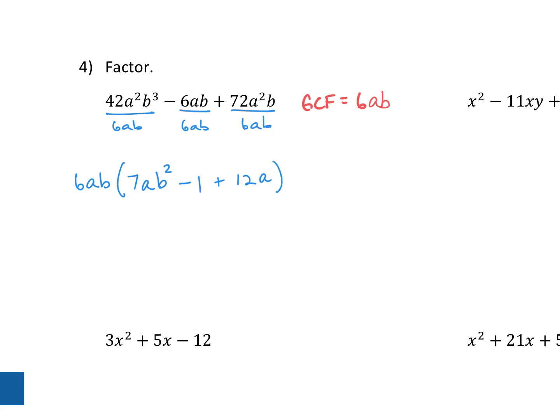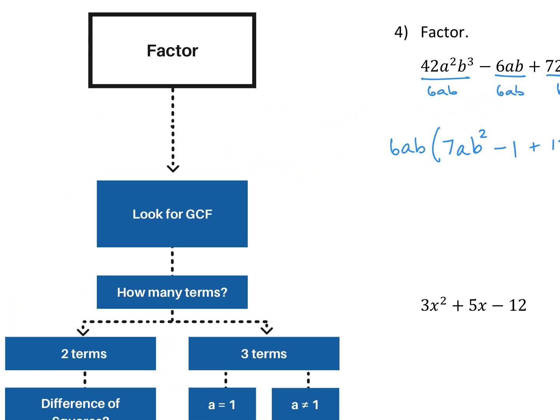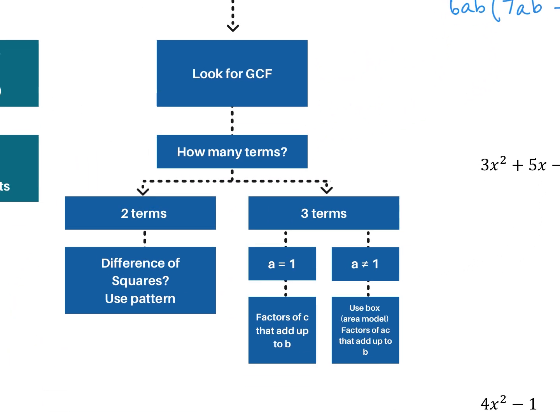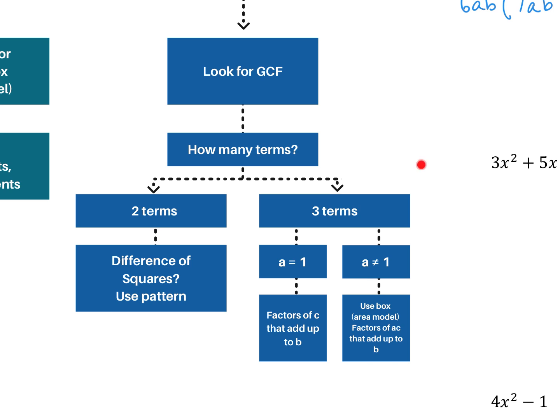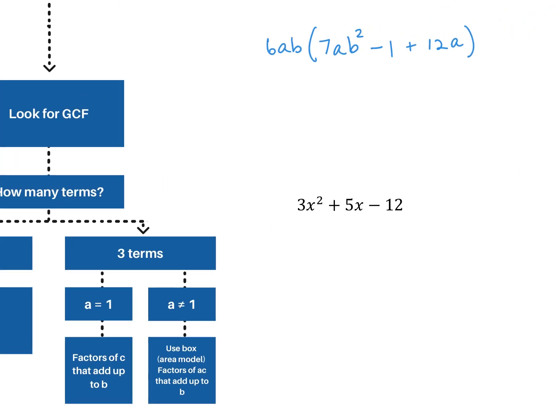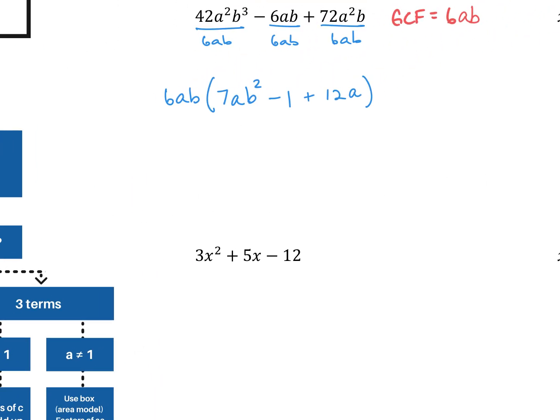And that is factoring out a GCF. After we factor out the GCF, we would consider, could we keep factoring? If we have two terms, maybe we have a difference of squares. So if we take a look at that, we factored out the 6ab.